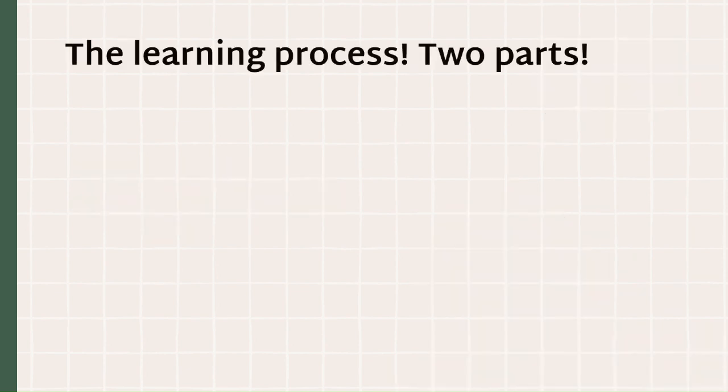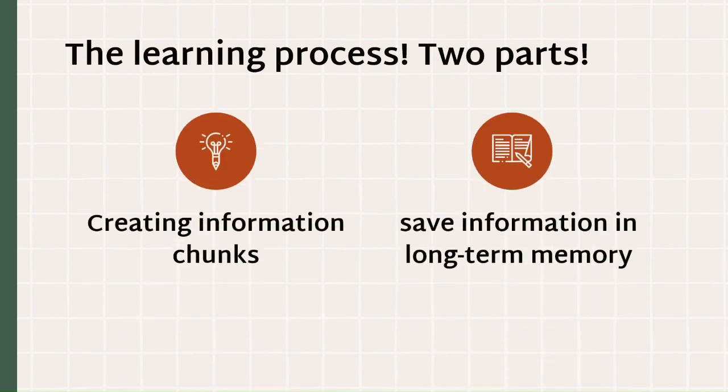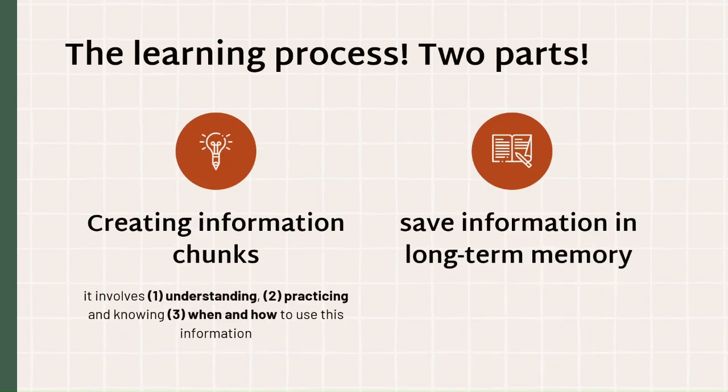Okay, so let's review what we have learned in the last minutes. The learning process includes two parts, right? The first part is creating information chunks. It involves understanding, we focus and understand. Then we practice and put this information in a context to know when and how to use it. The second part is saving information in long-term memory. We learned about the spaced repetition technique, creating meaningful combinations, and the memory palace.